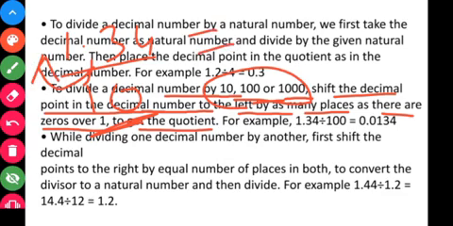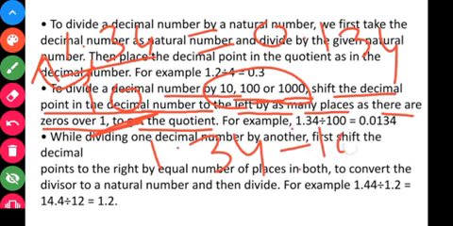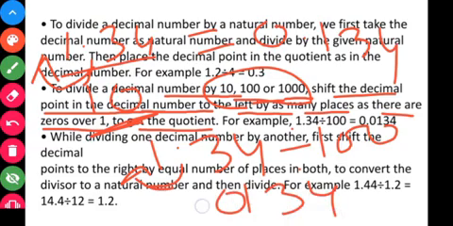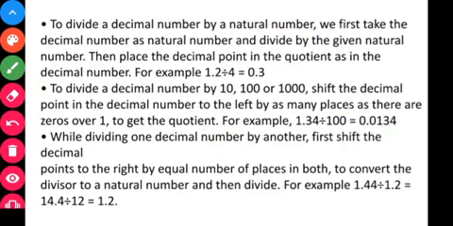So this will be 0.134. Understand? Similarly, 1.34 is divided by 100. So in this case 2 zeros are there, so this decimal will be shifted 2 places to the left. So here 134, and here put another 0, therefore 0.01234. Understand?